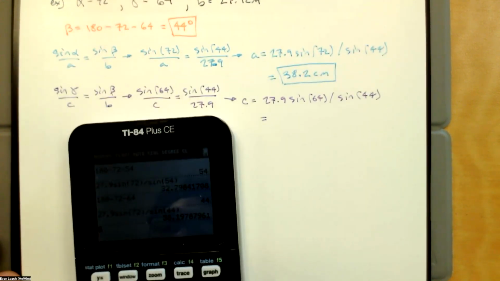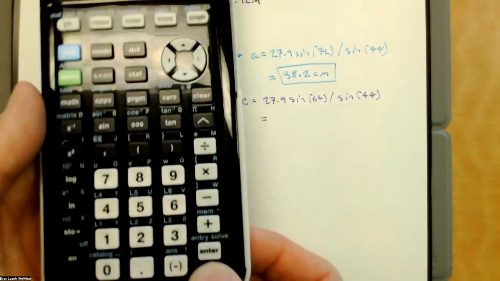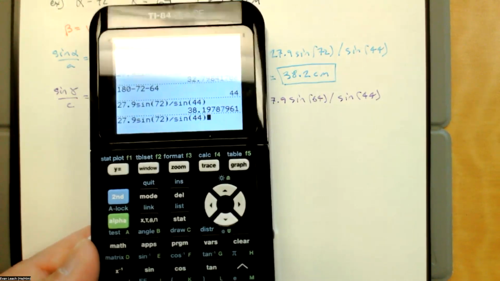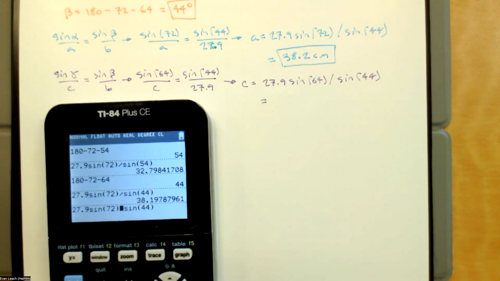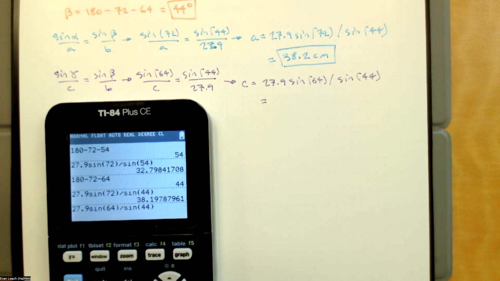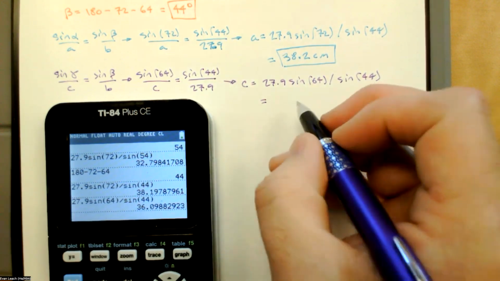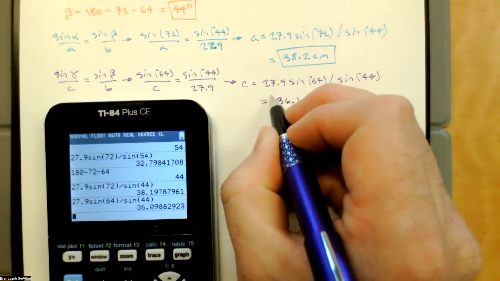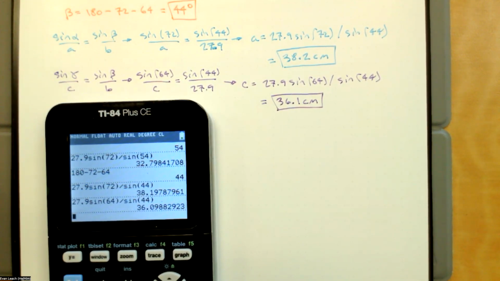So all I have to do is edit my previous entry. If you notice above enter, there's a blue entry. If you press second and then enter, it'll give you the same thing that you just typed. And then we can just go back and change our 72 from alpha to a 64 for gamma. Now I have all 6 parts.